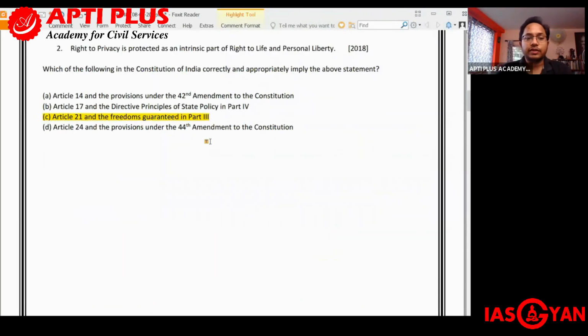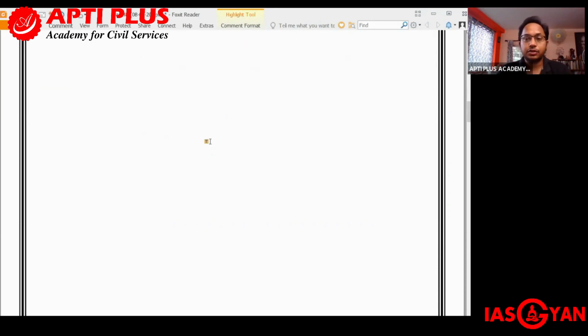Okay, so right to privacy is protected as an intrinsic part of the right to life and personal liberty, and this we get to see has been implied through Article 21 and the freedoms which have been guaranteed in Part 3 of the Constitution.